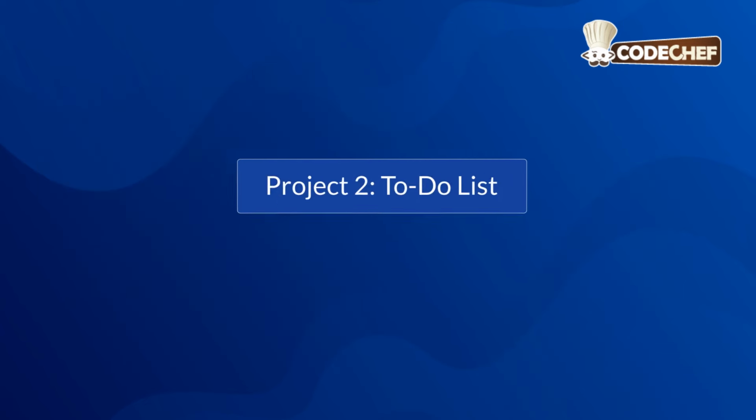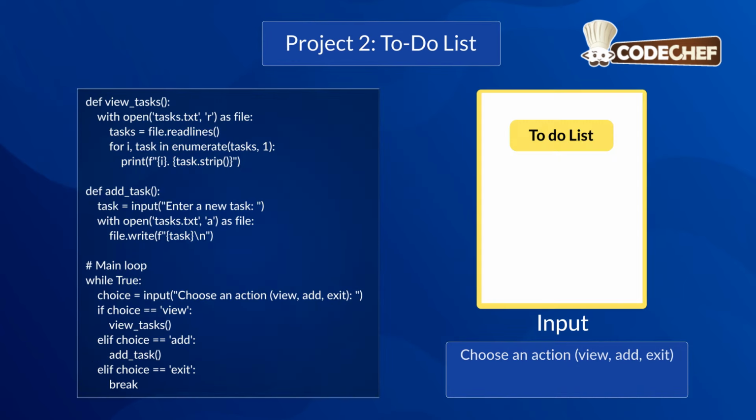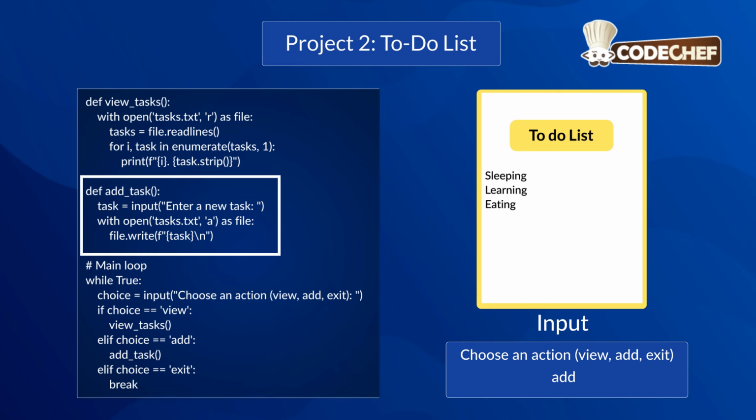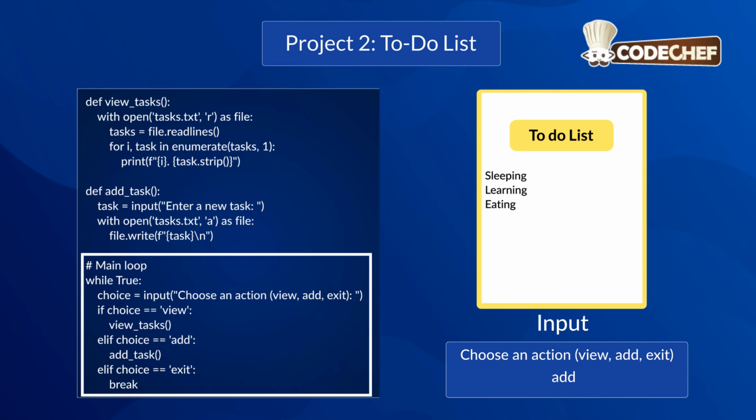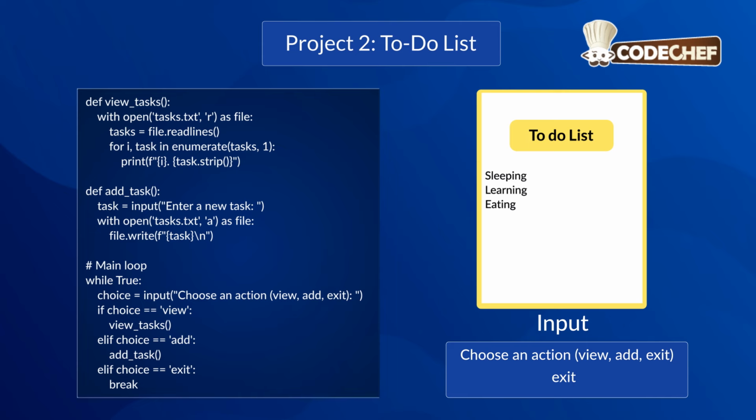Next, a to-do list manager. This program will let us view our tasks or add a new one. We'll use functions to keep our code organized. The view tasks function opens our file in read mode, R, and prints out each line. The add task function is simple. It just takes input and opens the file in append mode, A, to add the new task. We wrap it all in a while loop that runs the program until the user types exit. We're now reading from and writing to the same file to create an interactive app.